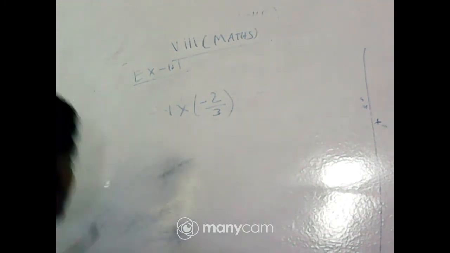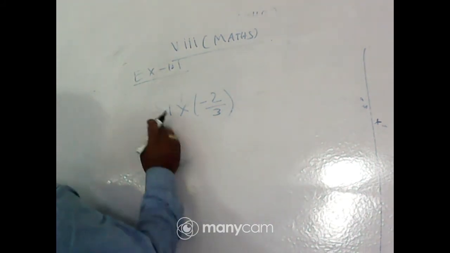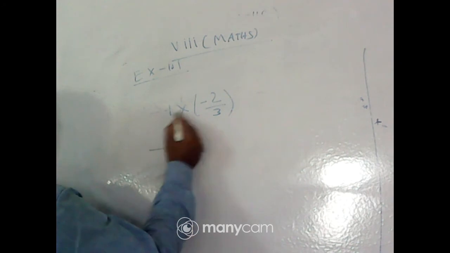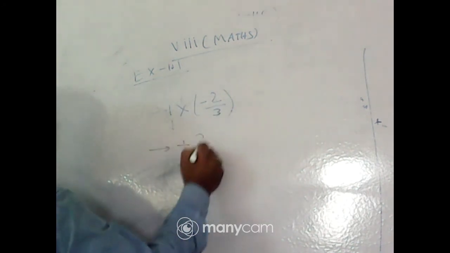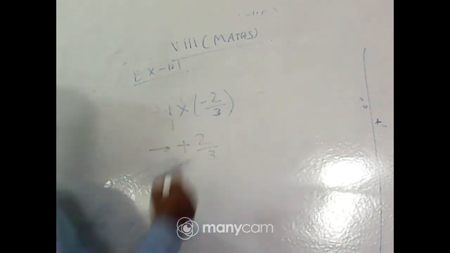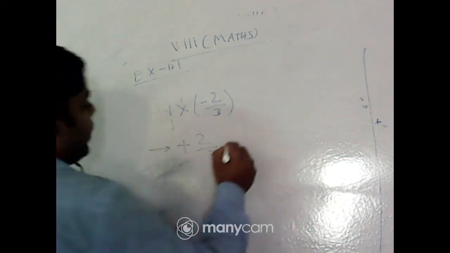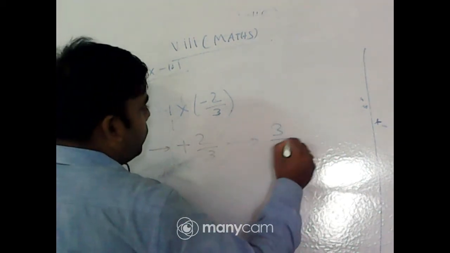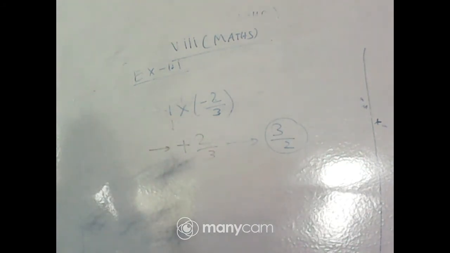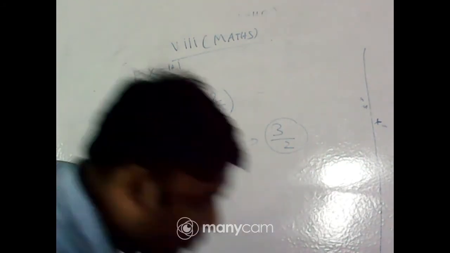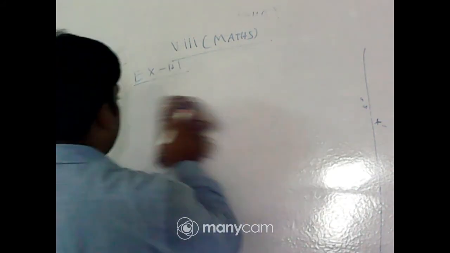So look at the board. It's very easy. Some of them answered 5 by 2. It is not the right answer. Minus into minus is plus, 1 into 2 is 2, 1 into 3 is 3. So it's a positive number, 2 by 3. What will be the multiplicative inverse of 2 by 3? That is 3 by 2. 3 by 2 is the answer. Is it clear? Next question. First look at the board, then answer. Don't answer previously.